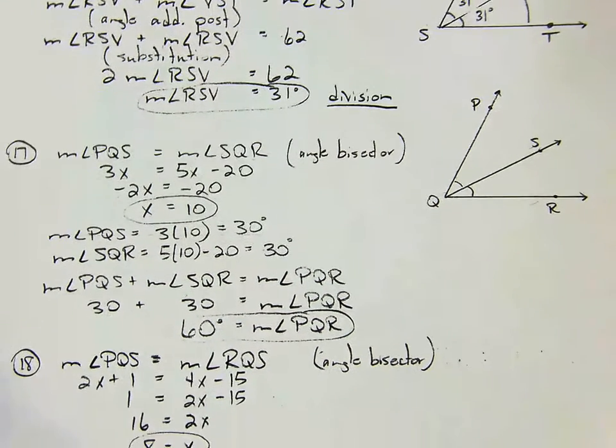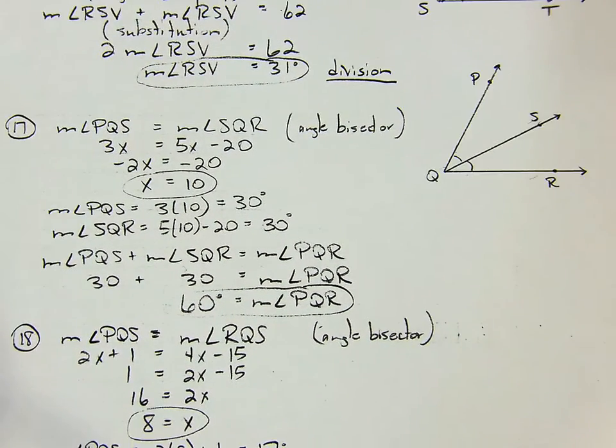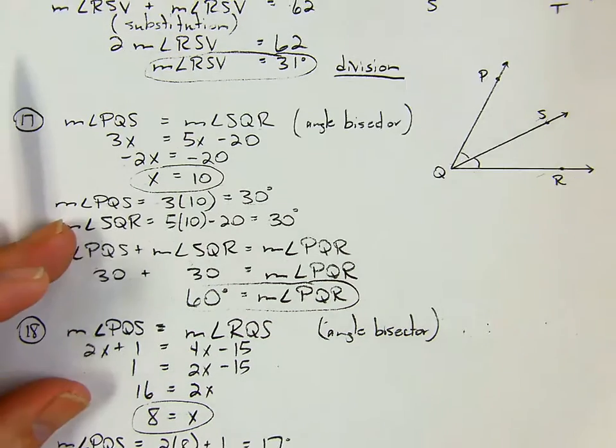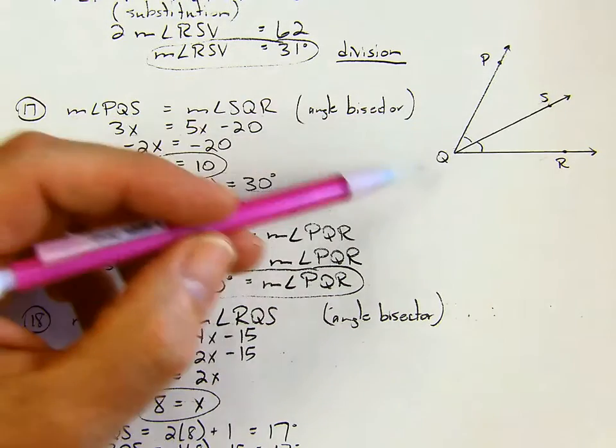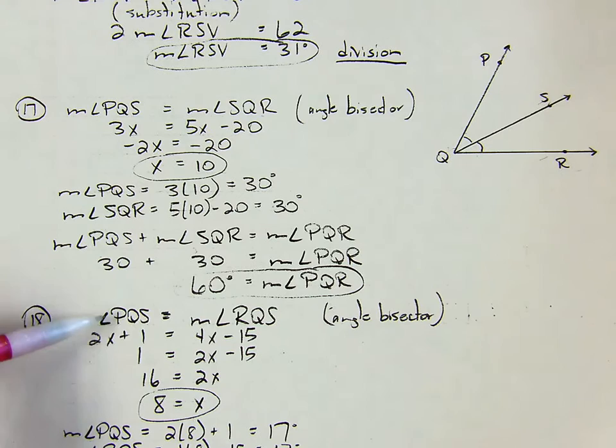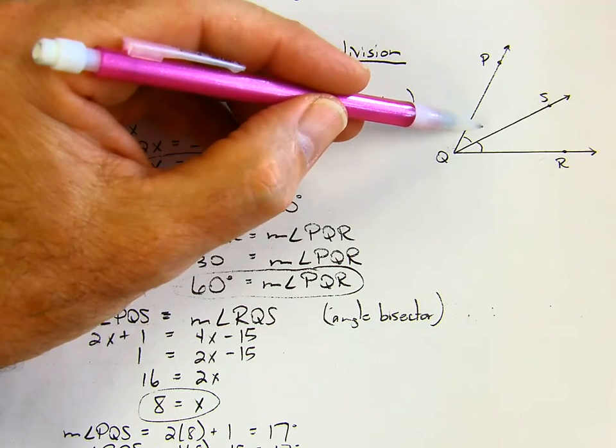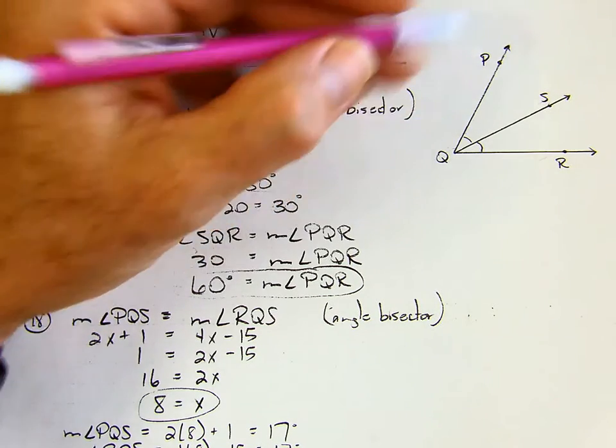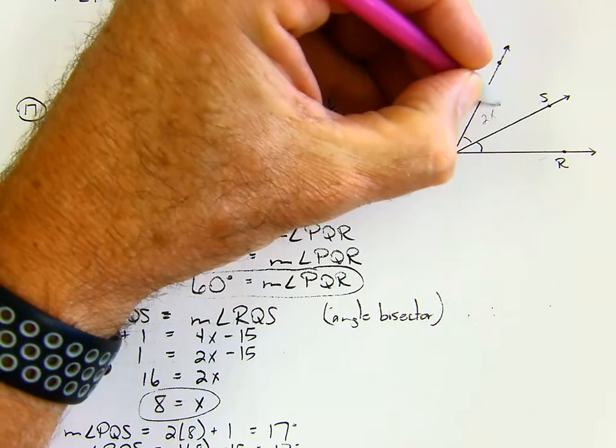I did the same thing on the next one. It's the same picture. We have the same angle, PQR, and QS bisects it. PQS, this time, this angle, PQS, will be equal to 2x plus 1.